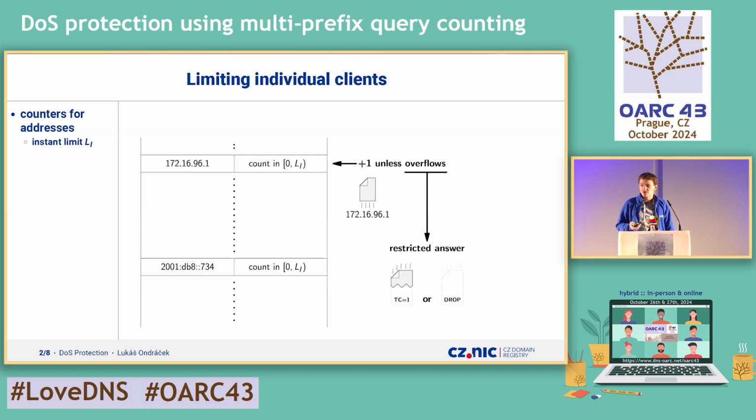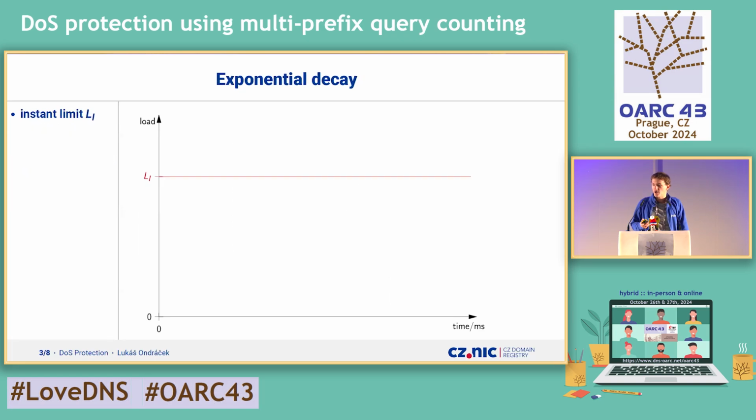And we need to somehow decrease the counter. We will multiply it by a constant less than 1 each millisecond, and the constant defines another limit which we call the rate limit. It's the number of queries per unit of time which are allowed from a single host. I will show how these two limits work on this chart. On the vertical axis, we have the value of the counter. On the horizontal axis, we have time.